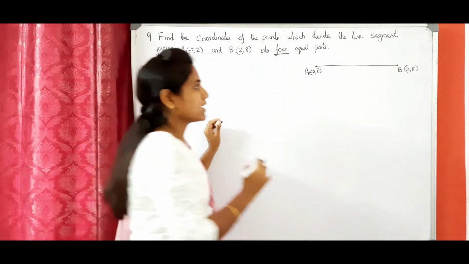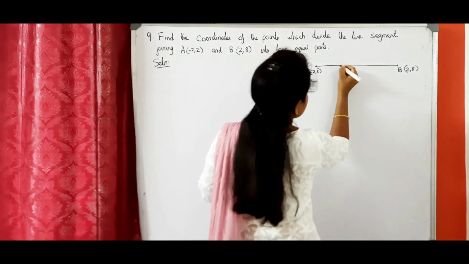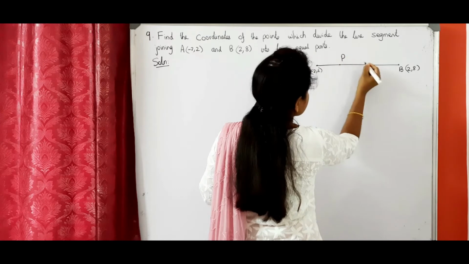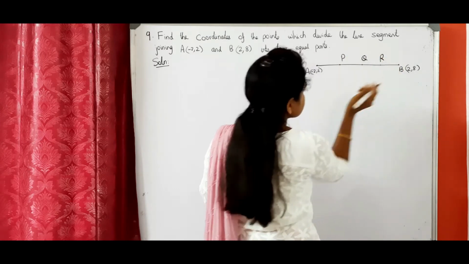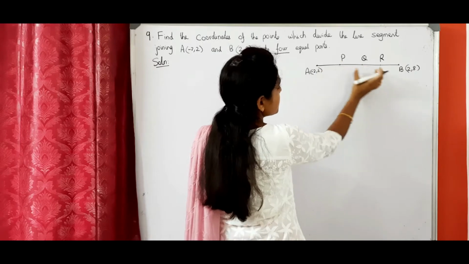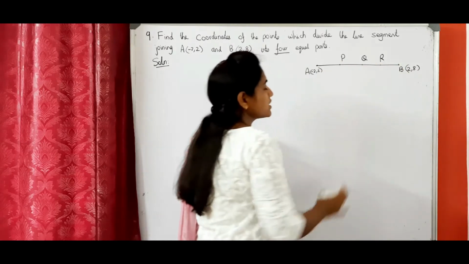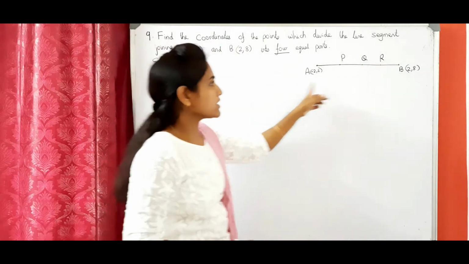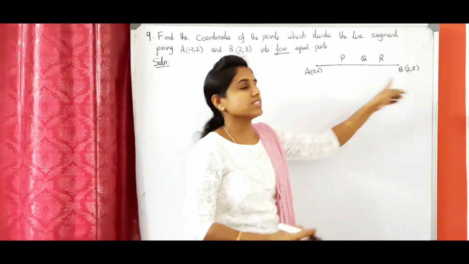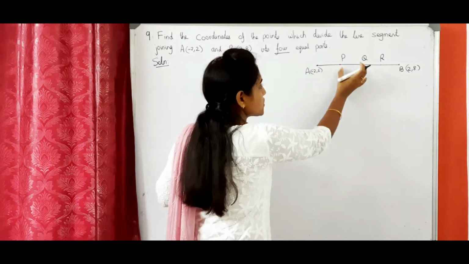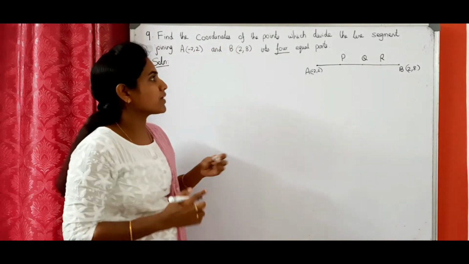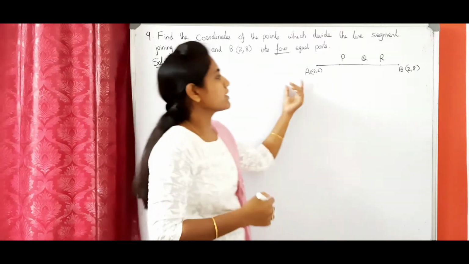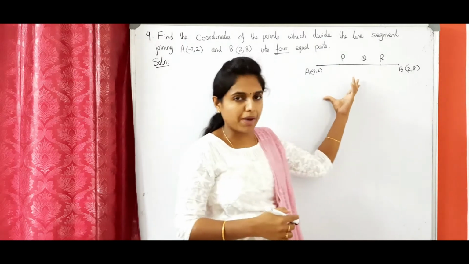I am taking the coordinate points as the first point P, next Q and R. See, listen: 1, 2, 3, 4. Now P, Q, R divide AB into 4 equal parts. They have given that the coordinate points divide the line segment AB into 4 equal parts.